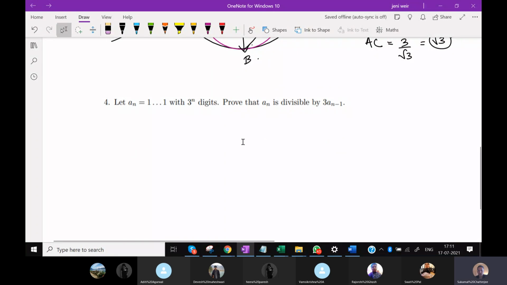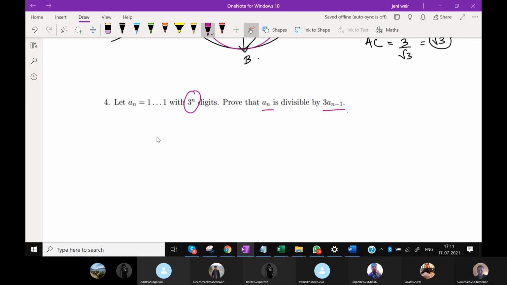Okay, someone requested for this question. I hope you're there in the session. Okay. Let a_n be a number which has all ones with 3 to the power n digits. Prove that a_n is divisible by 3 times a_(n-1).